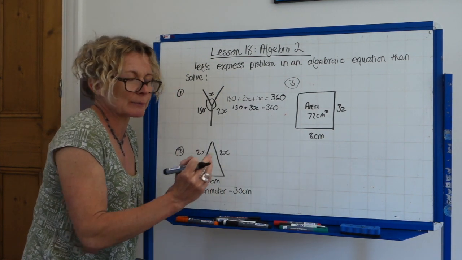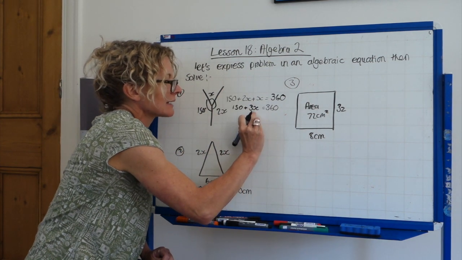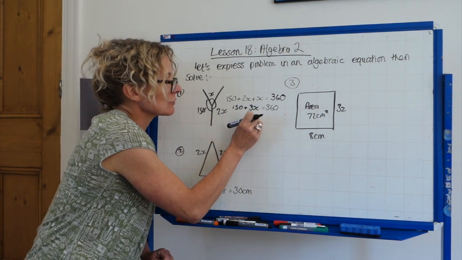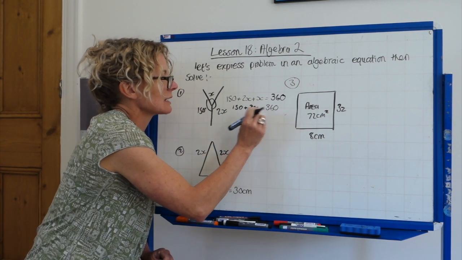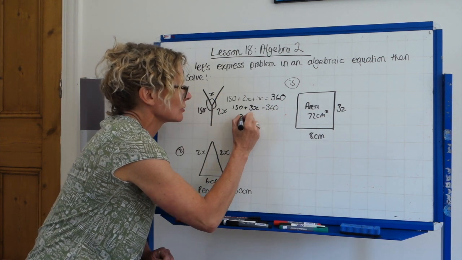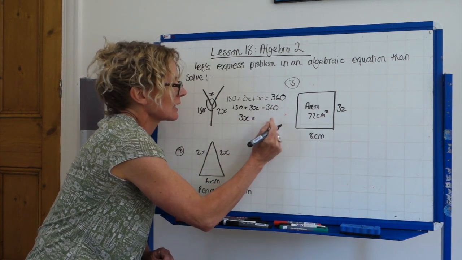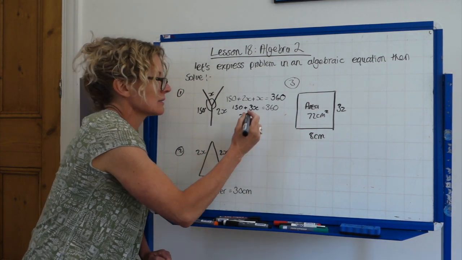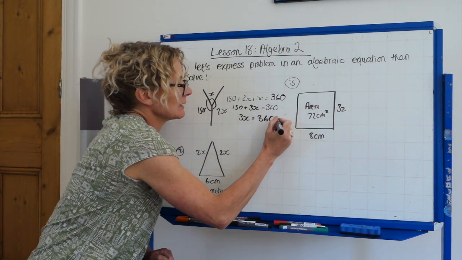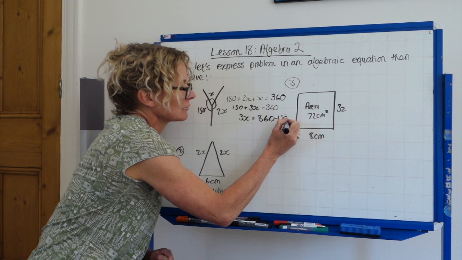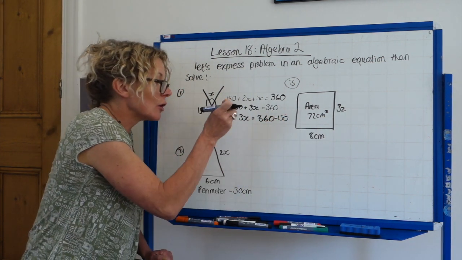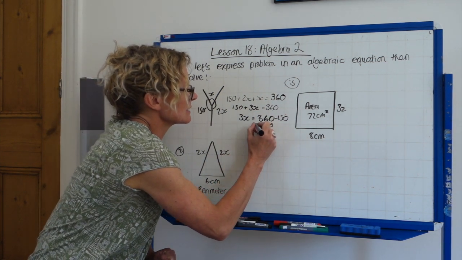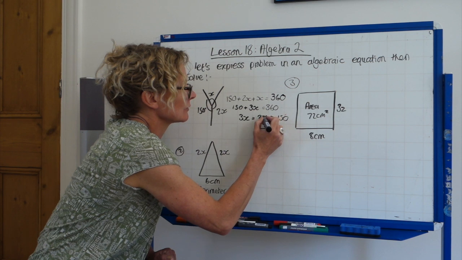So let's break it down a little bit more and try and get everything away from that x so we can discover what it is. Okay, so 150 plus 3x equals 360. What would happen if I took the 150 over the other side of the equation? Opposite operation. To discover what 3x is, we have 360, and we need to take 150 away from it to discover what 3 lots of x is worth, okay?